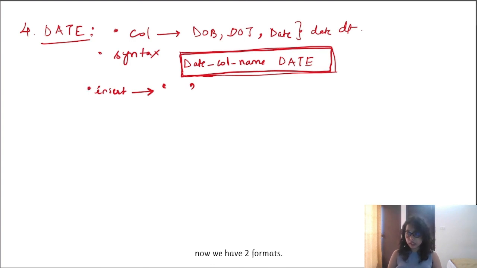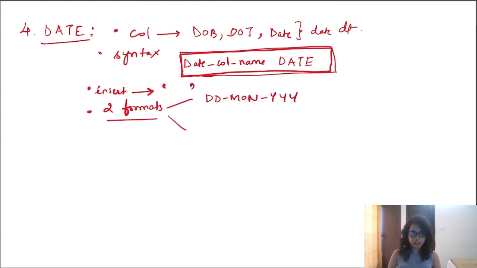Now, we have two formats where you can save a date. One is dd-mon-yy. The other is dd-mon-yyyy. So in these two formats, you can insert a value into a date column. So this is just the date column.